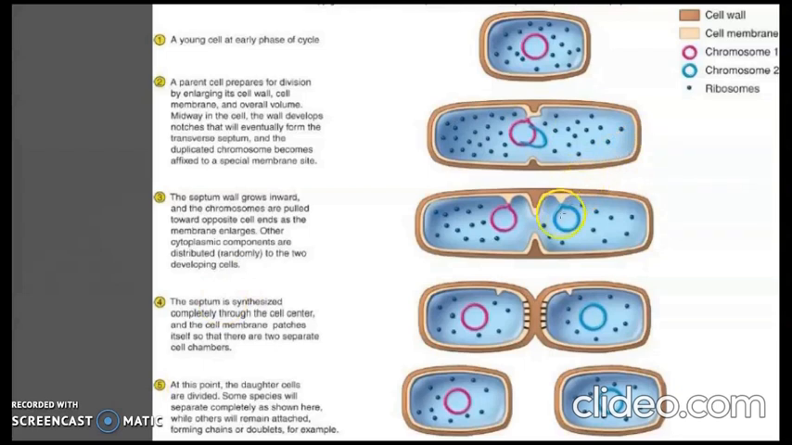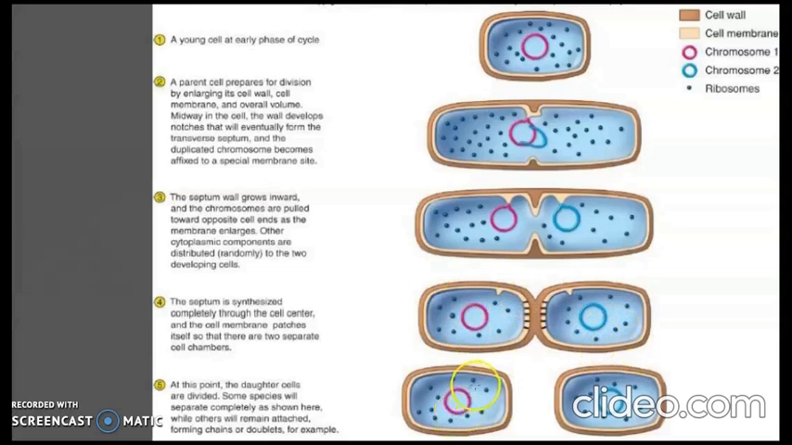In the next stage, the septum wall will grow inward and the chromosomes are pulled toward the opposite cells, and as the membrane enlarges, other cytoplasmic components are distributed to the two developing cells equally. In the next step, the septum is synthesized completely through the cell center and the cell membrane patches itself so that there are two separate cell chambers like this.